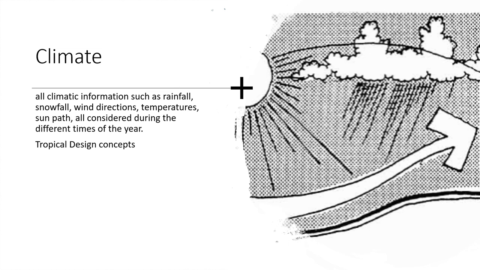I always tell my students that in tropical design, the sun path is not just one. There are basically two paths during the year, one during the summer, one during the winter solstice. So these are two different heights of the sun throughout the year.